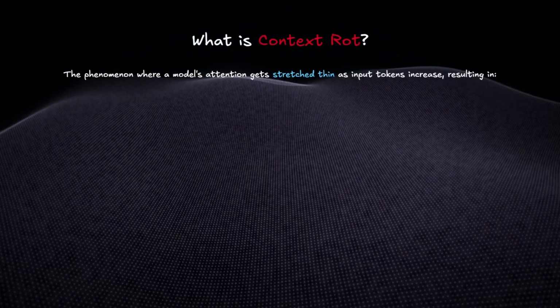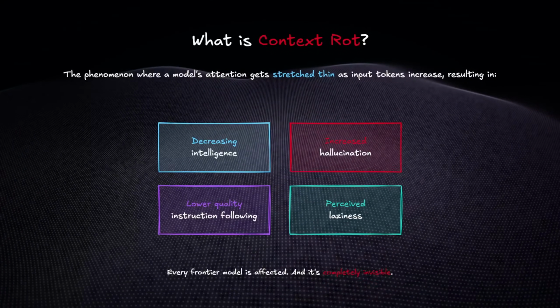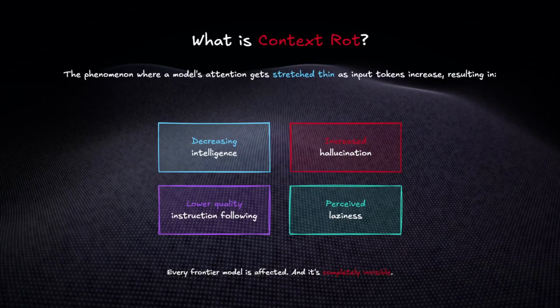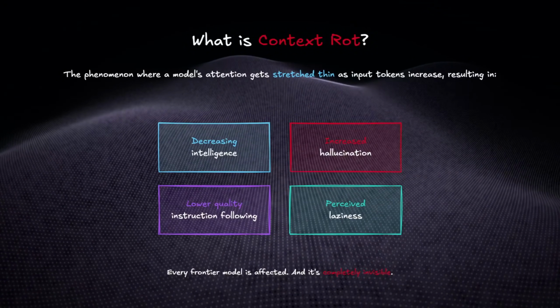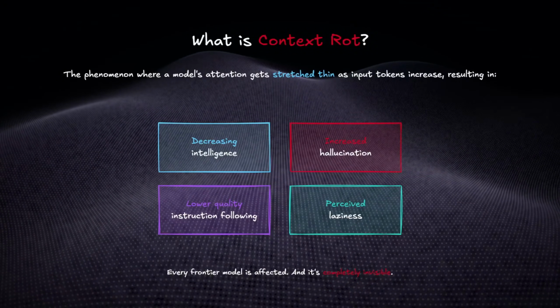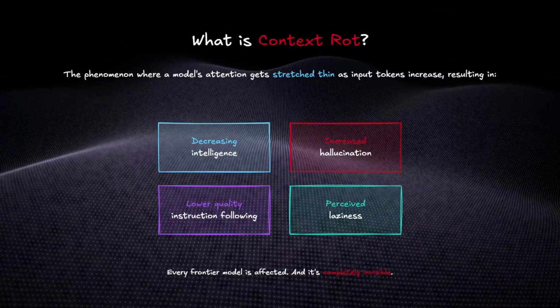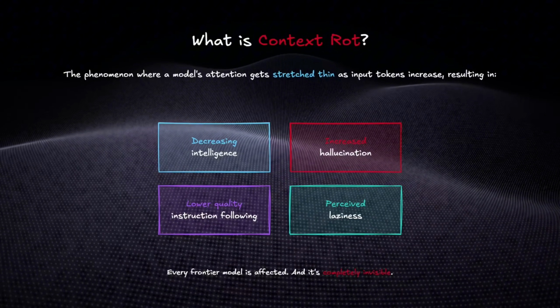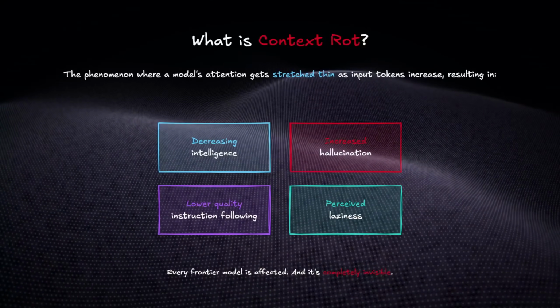So what is context rot? Context rot is the phenomenon where a large language model's attention gets stretched thin as input tokens increase, resulting in decreasing intelligence, increased hallucination rate, lower quality instruction following, and perceived laziness. Hallucinations are particularly malignant since they are very convincing and can go undetected in your codebase, causing catastrophic bugs.